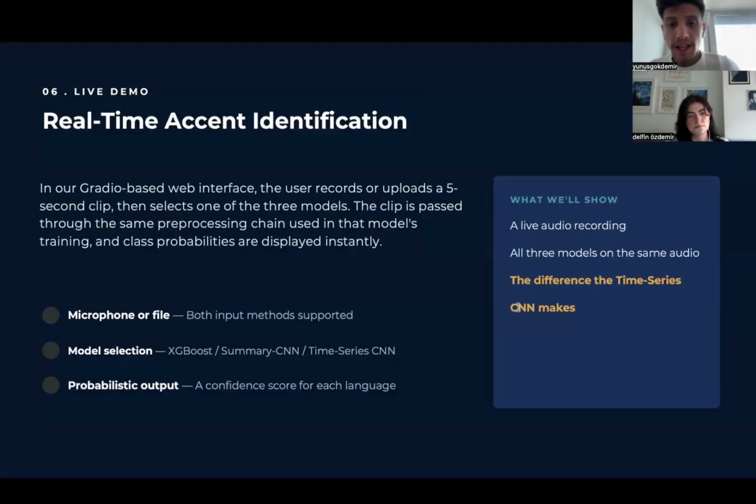And let me show you the system in action. We built a web application with Gradio in our final block of code. The user can either record audio from the microphone or upload a file, it doesn't matter. Then they pick one of the three models, and the clip runs through the exact same processing chain the model used during training, which matters because the model only works correctly on data prepared the same way it was trained. Then it outputs the probability for each of the three languages.